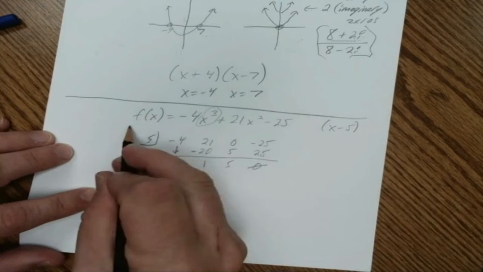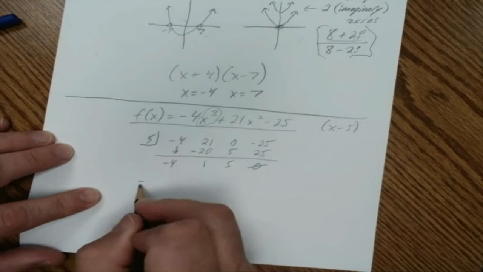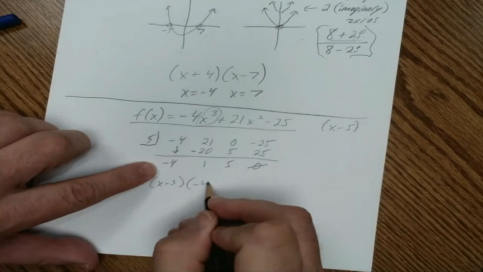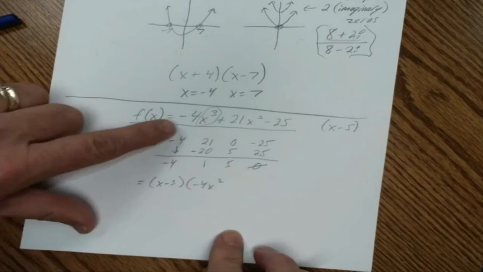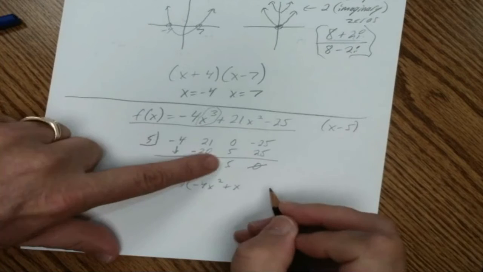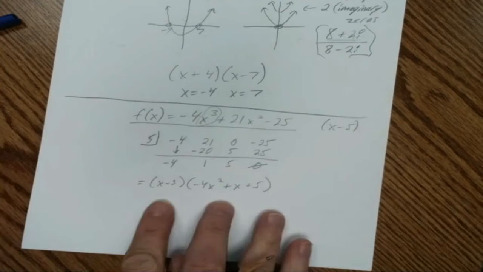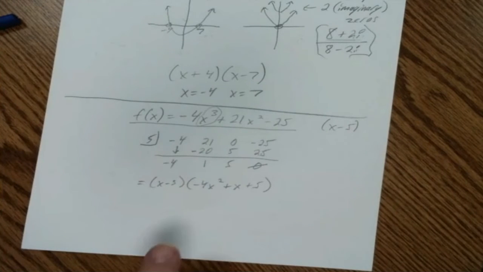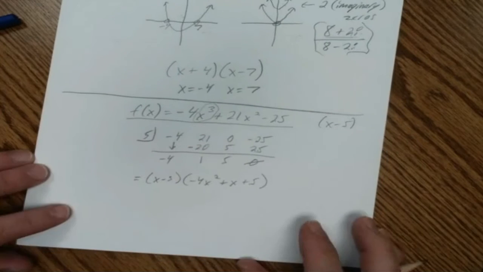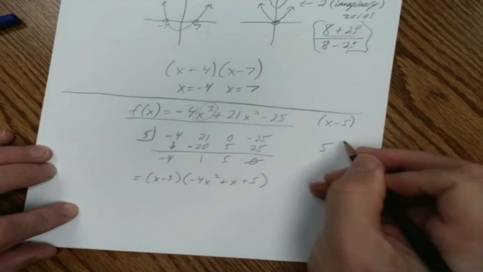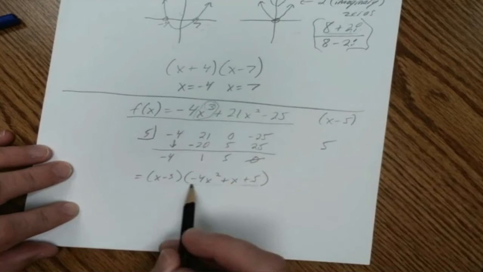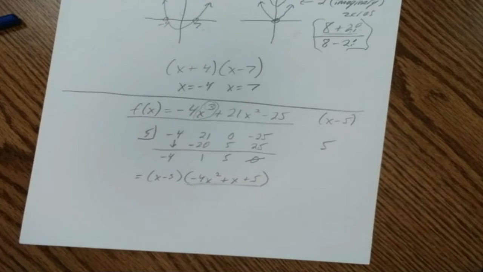So that means if we take this and we factor it, it's going to be x minus 5 times negative 4x squared. We go one less than we started with, plus x plus 5. So those are factors of this right here. So we know that x minus 5 is one of the factors, and there should be 2 more. Now we could then take this quadratic equation and use the quadratic formula.